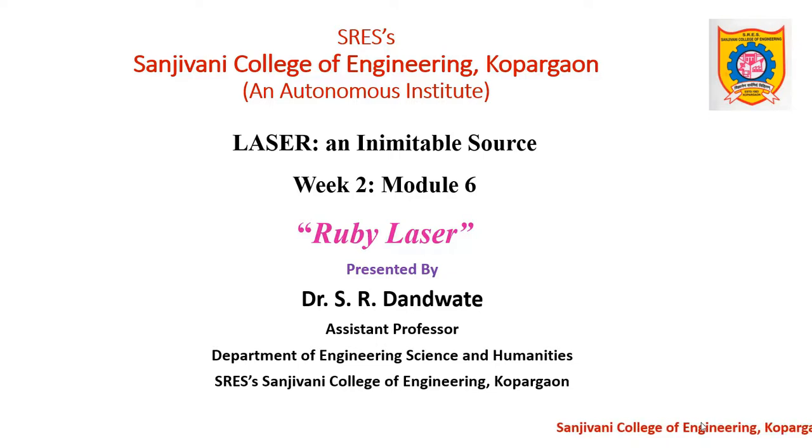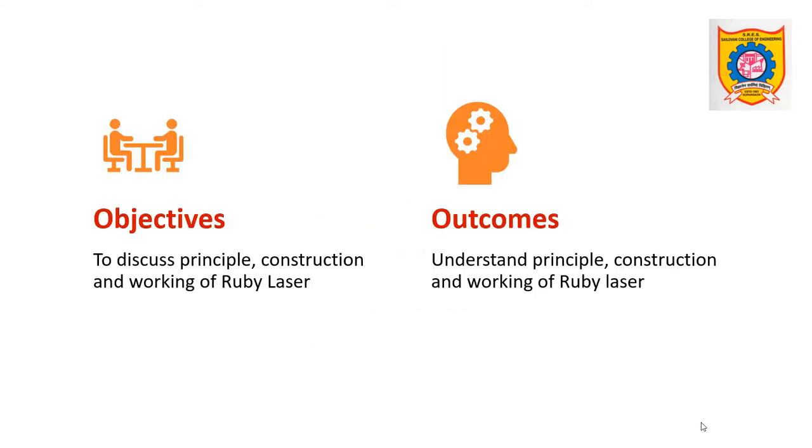In the present lecture, we are going to discuss about Ruby laser. At the end of this lesson, learners will be able to understand principle, construction and working of Ruby laser. In last module, we have seen one of the types of lasers, that is semiconductor diode laser. The types of the laser depends upon the physical state of the active material used in it.